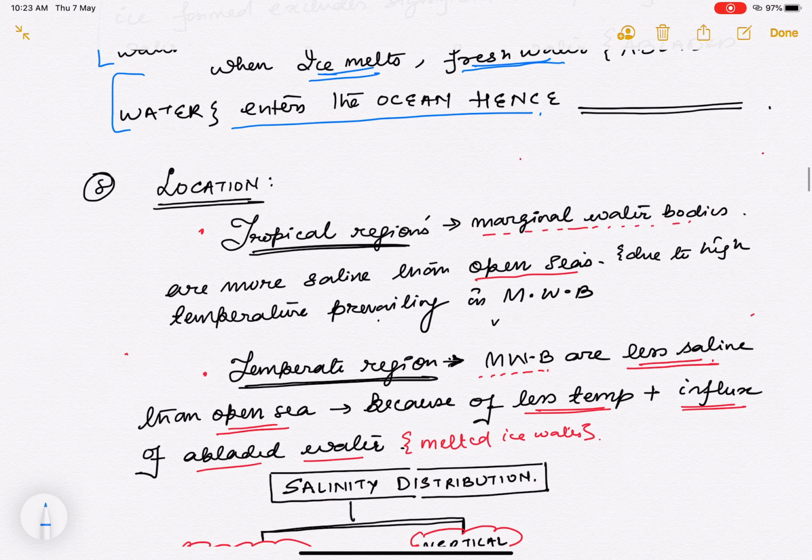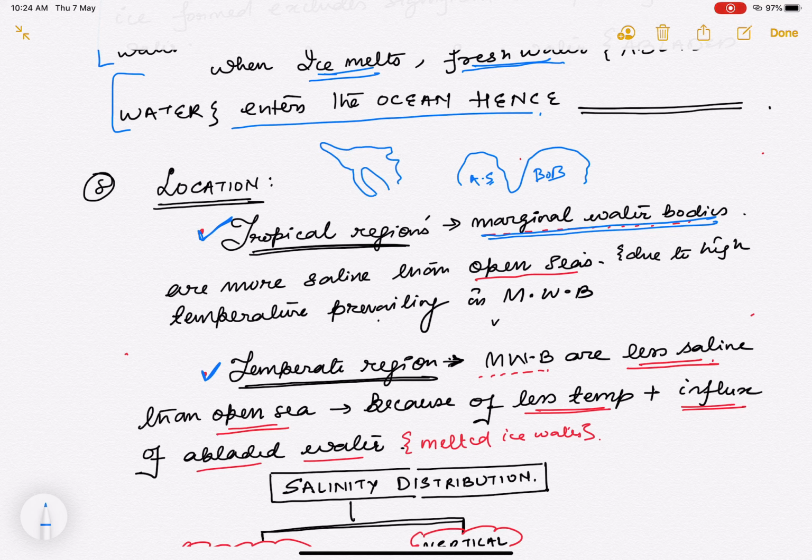Next is your location. Within the location itself, we have the tropical region and temperate region, and within the location, we'll be studying about the marginal water bodies. What are these marginal water bodies? Bay of Bengal, Arabian Sea, Gulf of California, Gulf of Mexico. All these are nothing but your marginal water bodies. Again, when we say the Pacific Ocean, Indian Ocean, these are your open seas.